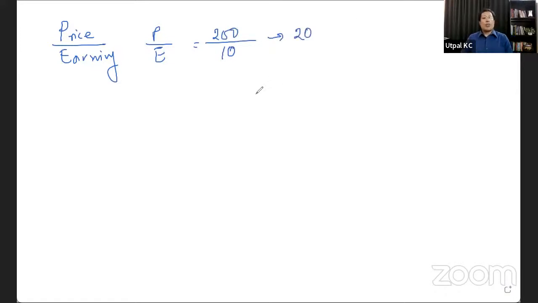Now what happens when the price goes up? This is case one. Now second case: price is 300 and earnings is 10. We have a PE of 30. So that's what you said, you have observed that, and that is correct. From 20 it has gone up to 30 because price has gone up, right?